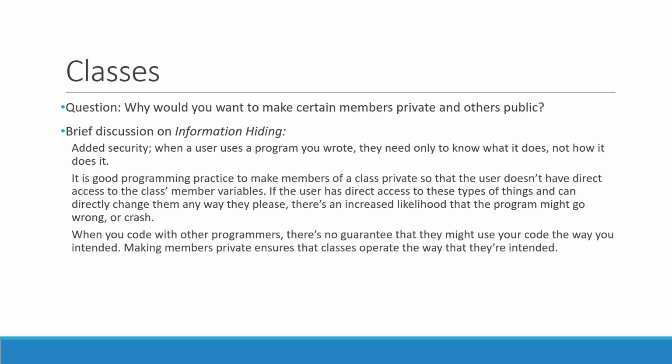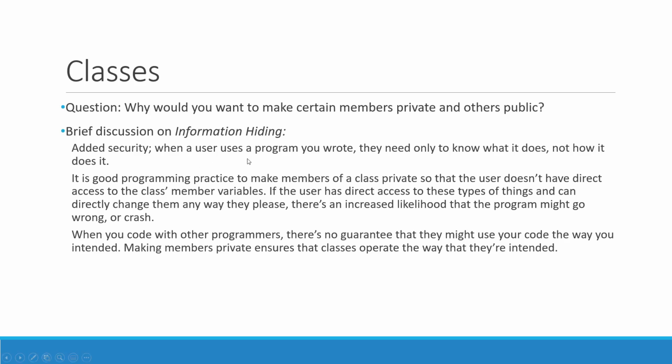That might be a relatively new thing for you guys to learn, like public and private. I'm not sure if you've seen that before now. A question you might be asking at this point is, why would you want to make certain members private and others public? To answer this question, I want to discuss a little bit about information hiding. The reason why you want to make some members private and others public is for added security. This is all technical jargon that a computer programmer knows and understands.